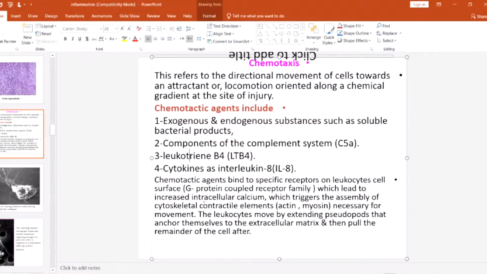This will increase the calcium, triggering the assembly of cytoskeletal contractile elements, actin and myosin. These are the contractile elements, which help in movement of the white BC. After that, there will be formation of pseudopod. Then this pseudopod extends, attaches to the matrix, drags the remaining of the cell after it, and it will move to the site of stimulus like this.